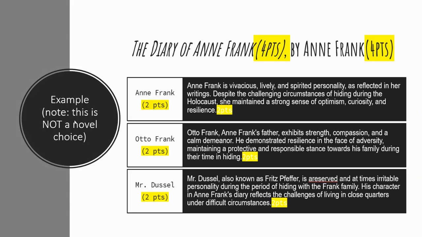So an example that I put, note this is just an example. This was not a novel choice. At the top here, I put The Diary of Anne Frank. Make sure to put that it was by Anne Frank. Character 1 was Anne Frank, and then I went into a 2-sentence description of who she was in the diary. Then my second character is Otto Frank. Then I gave a description in 2 sentences on what his character was like. And my third character is Mr. Dussel. I went on to explain the type of man that Mr. Dussel was portrayed as in the diary.